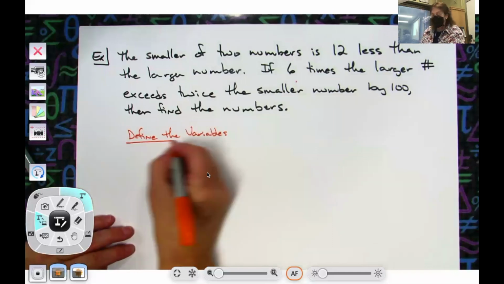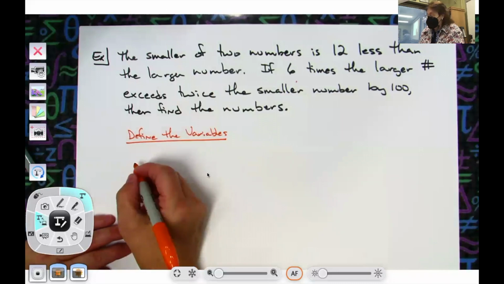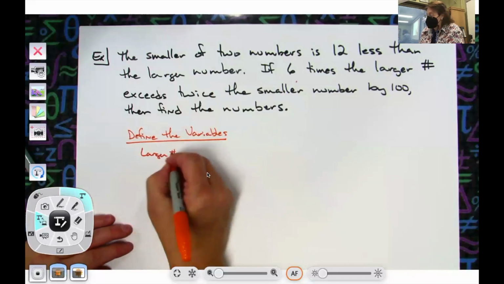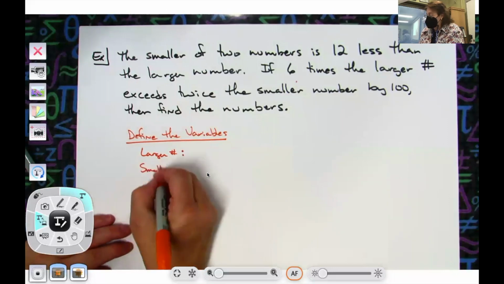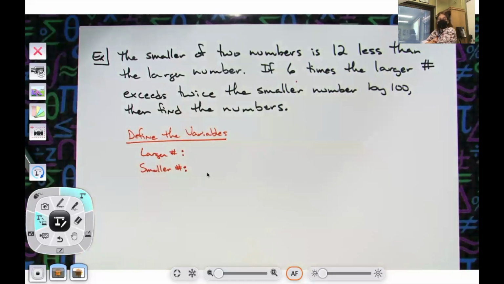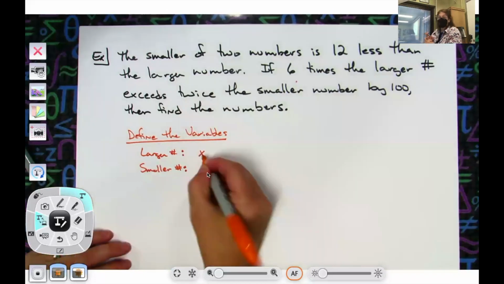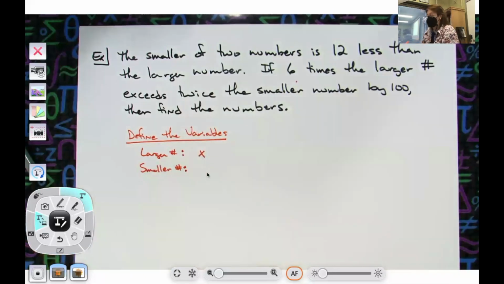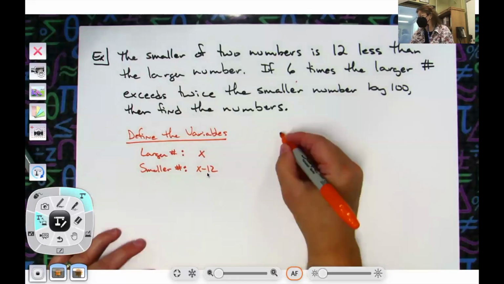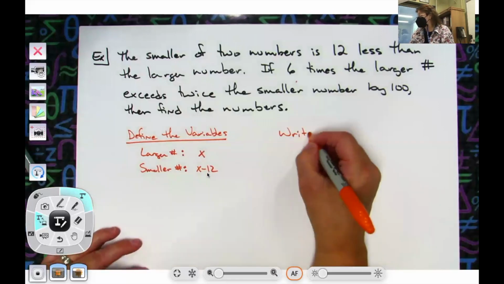All right, so what do we got? We got larger number, smaller number, right? So larger number, smaller number. Okay, so what did we let the larger number be? Grace? X. Connor, what do we let the smaller number be? X minus 12. Okay, then we wrote the equation. So write the equation.